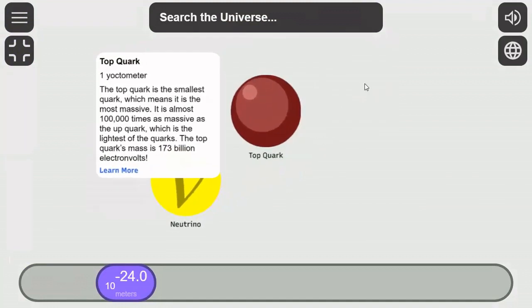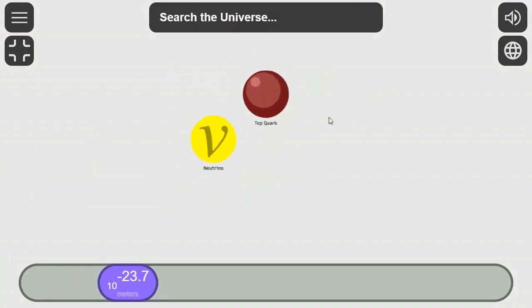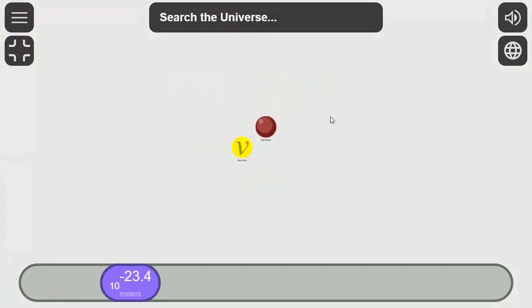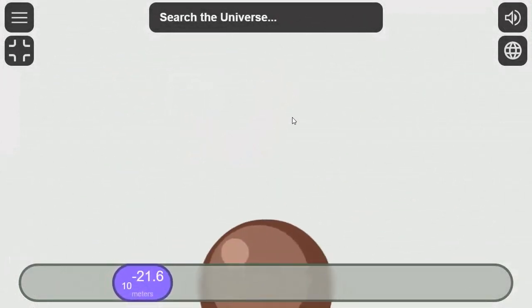It's also about a yoctometer. They are both about 10 raised to the power minus 23.9 meters. Then we keep going toward the largest object. So we actually started from the smallest object, and we are going toward the largest object.